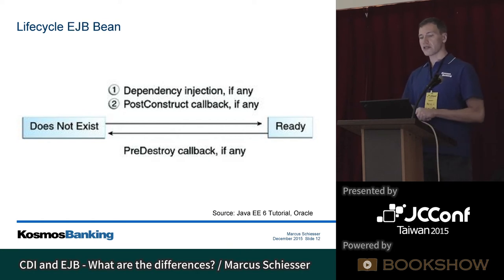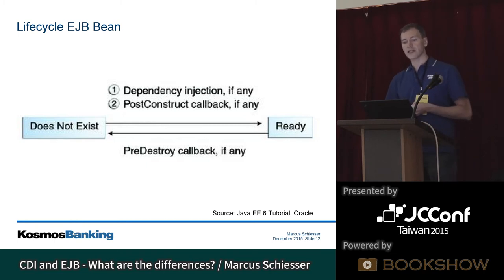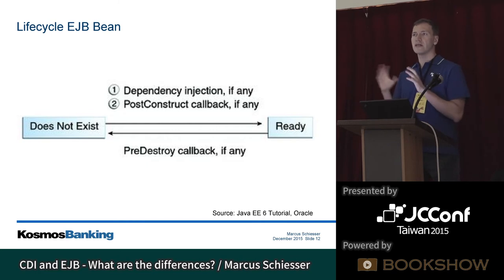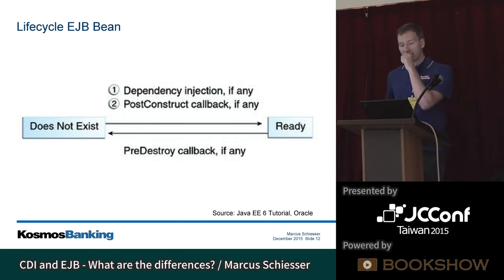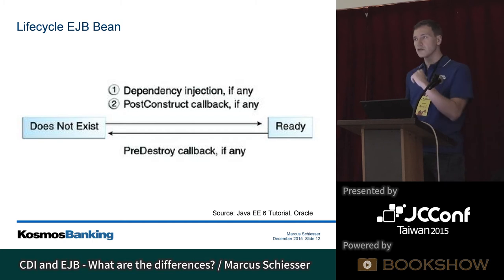Now we take a look at the life cycle for an EJB bean, and surprisingly, it's not all the same. They changed it. The life cycle of the EJB bean evolved a little bit in the different Java EE versions, but now it has been aligned to the CDI life cycle. So you can also use the @PostConstruct annotation, @PreDestroy callbacks, all this stuff. So basically we have the same life cycle.